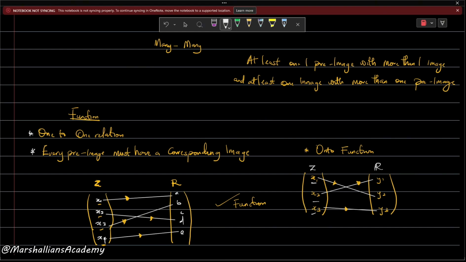But there's something else now attached to it for it to be onto. Every image too must have one corresponding pre-image, which means there is no element in Z left out. That is, there's no element in my domain left out, as well as there's no element in my range left out. Every single element has its own corresponding image or pre-image, no matter what the case may be.